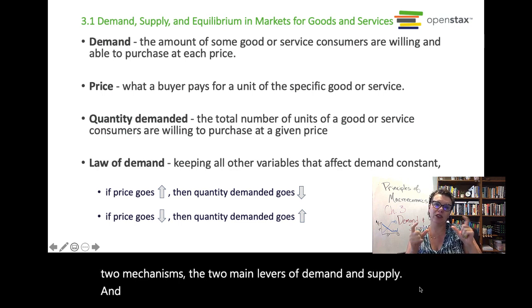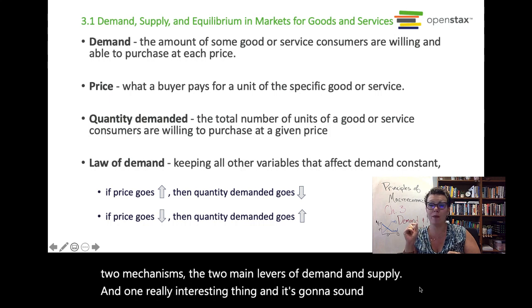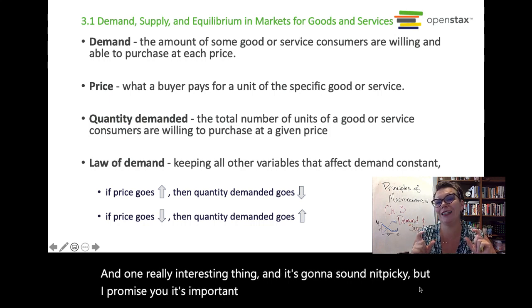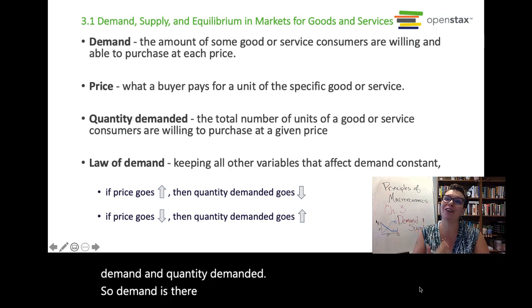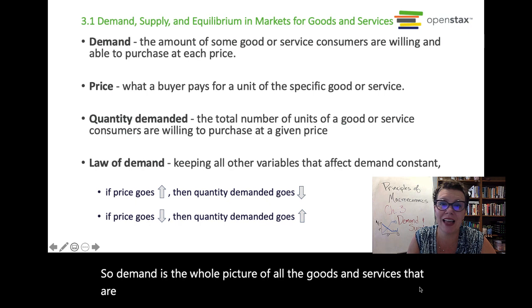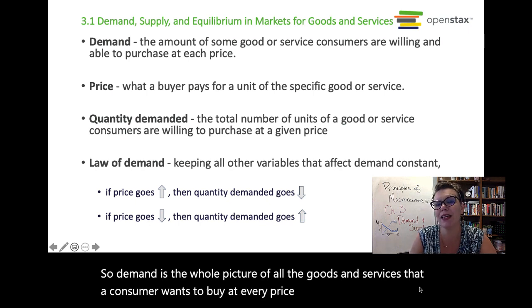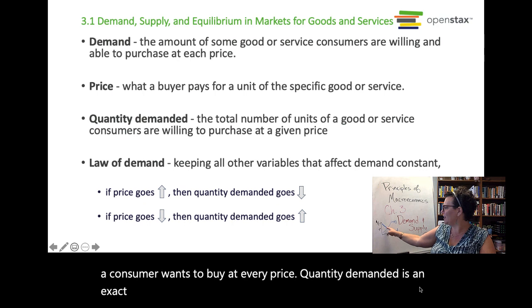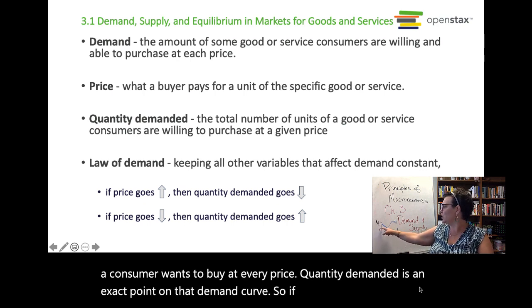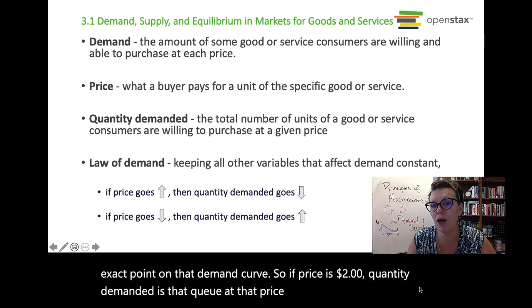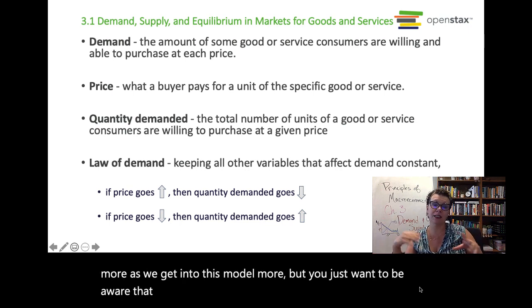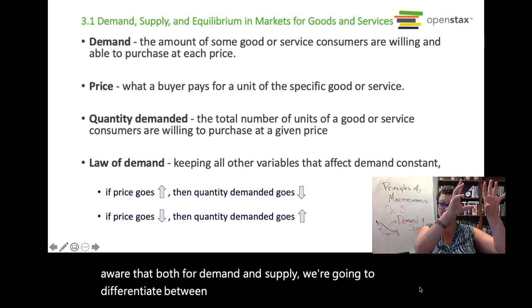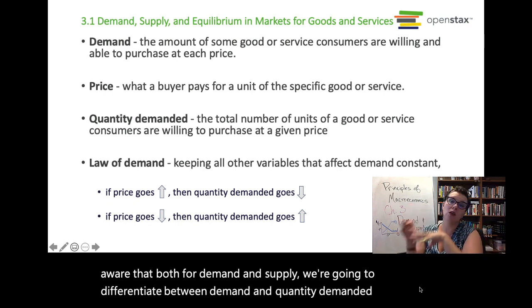And one really interesting thing, and it's going to sound nitpicky, but I promise you it's important, is the difference between demand and quantity demanded. So demand is the whole picture of all the goods and services that a consumer wants to buy at every price. Quantity demanded is an exact point on that demand curve. So if price is $2, quantity demanded is that Q at that price. You just want to be aware that both for demand and supply, we're going to differentiate between demand and quantity demanded and supply and quantity supplied.